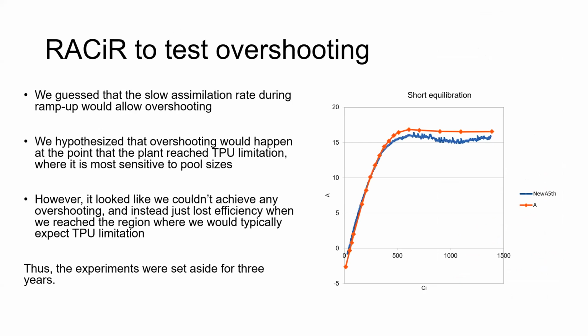Well, we guessed that the slow assimilation rate during the ramp up would be lower than the steady state assimilation during TPU limitation. It would allow for pool sizes to empty, and you would achieve something similar to what you could do by putting the plant in the dark. And that would allow for an overshoot. So then we used the RACER data to analyze the limitations to photosynthesis. Instead, we just didn't see anything. It just looked like nothing. So we put the experiments aside for 3 years.